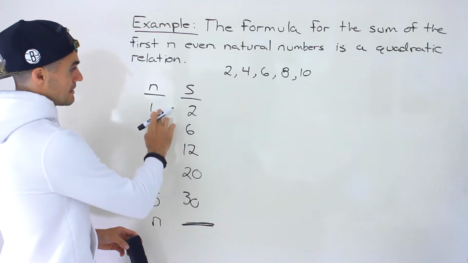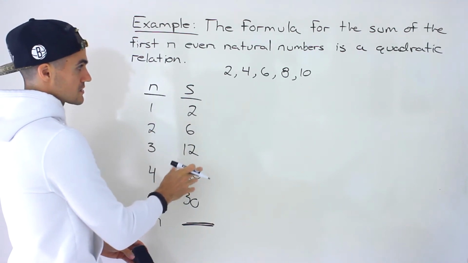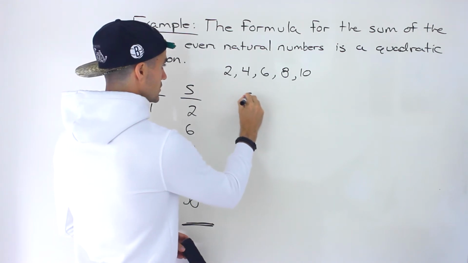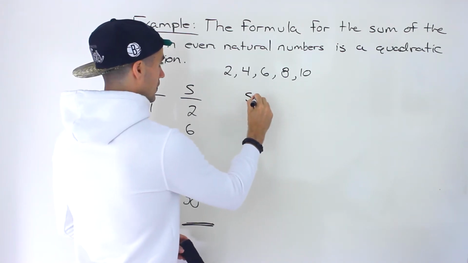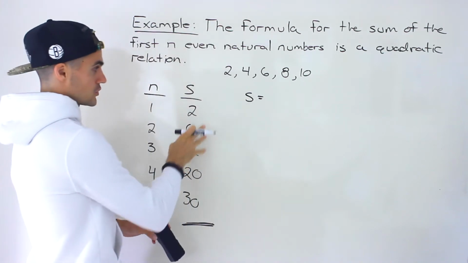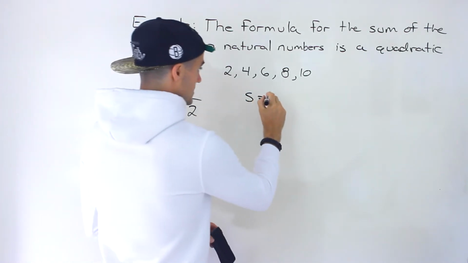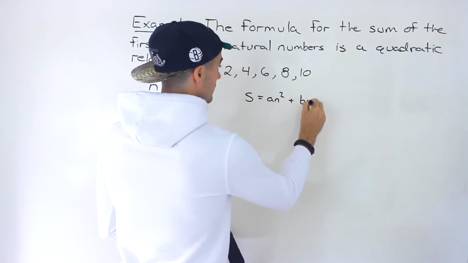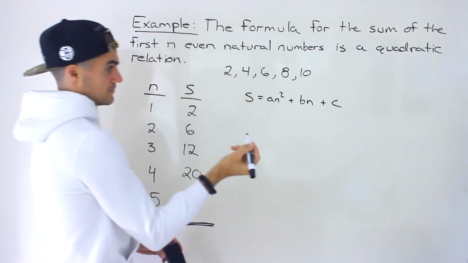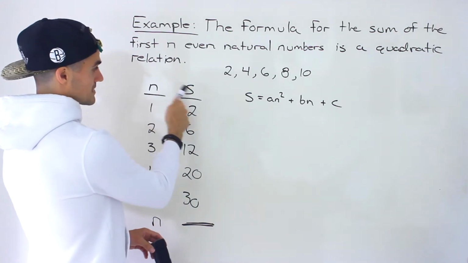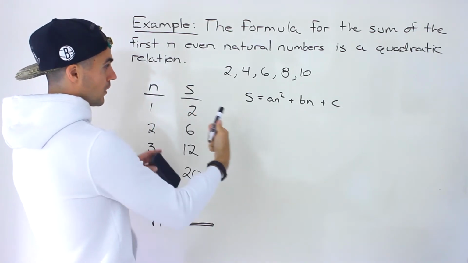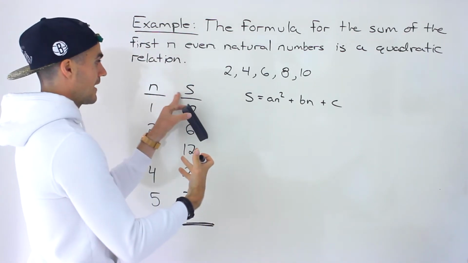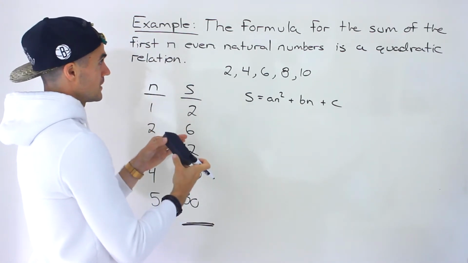Well, notice that these are basically coordinates, right? So we know if we create just a general, we know we're dealing with a quadratic. So if we create a general expression, it's basically going to be s equals an squared plus bn plus c, like that. You could also use x and y here if you feel more comfortable, if you don't want to introduce new variables. I'm just using n and s just because they intuitively make sense.